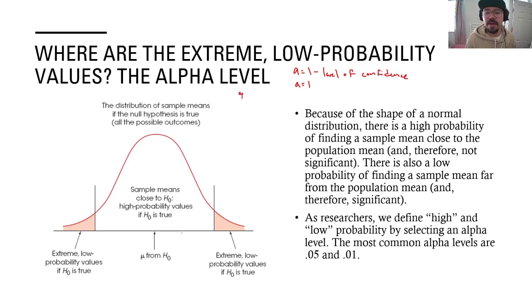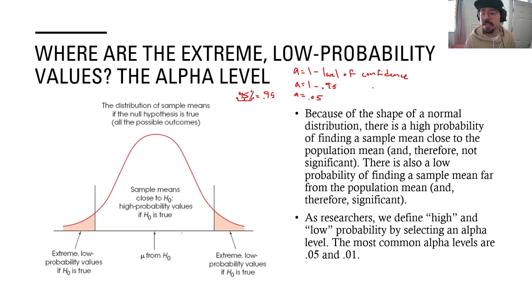To convert 95% to a decimal, we take our percentage symbol, move it two places to the left, and we have 0.95. So that's our decimal. If we take 1 minus 0.95, we are left with an alpha level of 0.05.